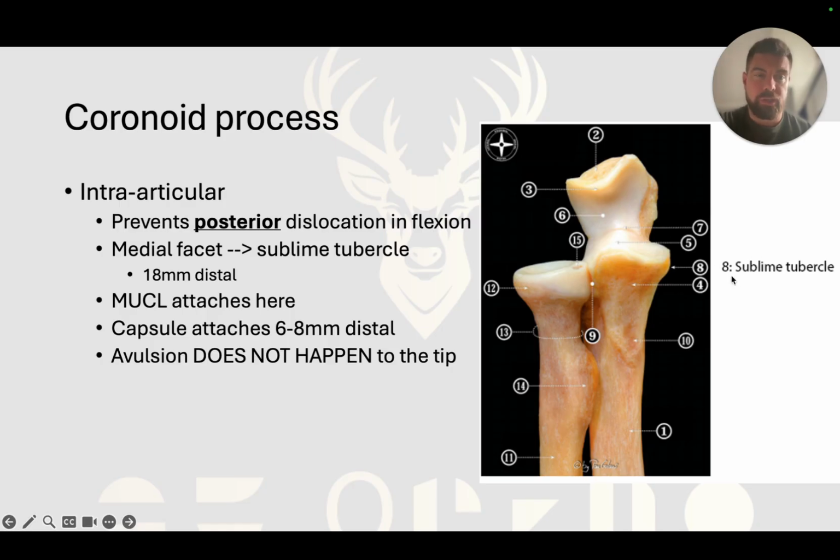The other very important part is number 8 over here, which is the sublime tubercle, under which the ulnar nerve will run. But more importantly for this particular concept, the medial ulnar collateral ligament attaches here as well. Bear in mind that the medial facet and the sublime tubercle are very close together, but they are actually distinctly different pieces of bone, and you can have isolated injuries of these. They are not synonymous, they are not interchangeable, and they don't always end up being injured together. So that's a very important part of it. The capsule attaches 6 to 8 millimeters distal, and the avulsion does not happen to the tip because nothing attaches to the tip of the coronoid.